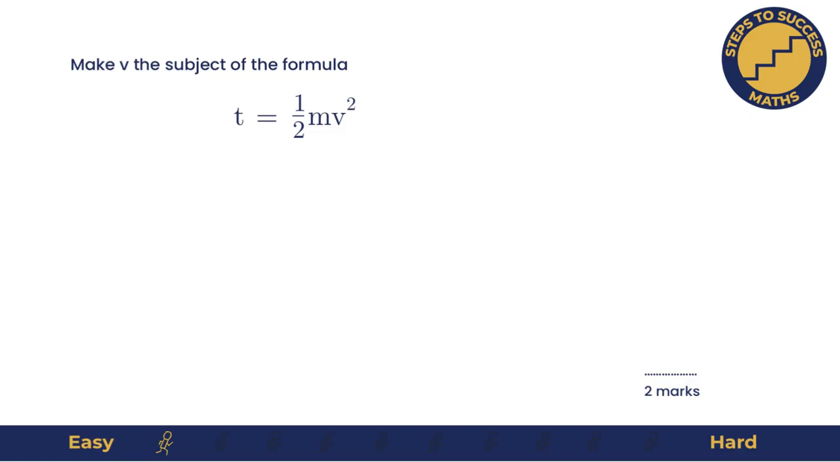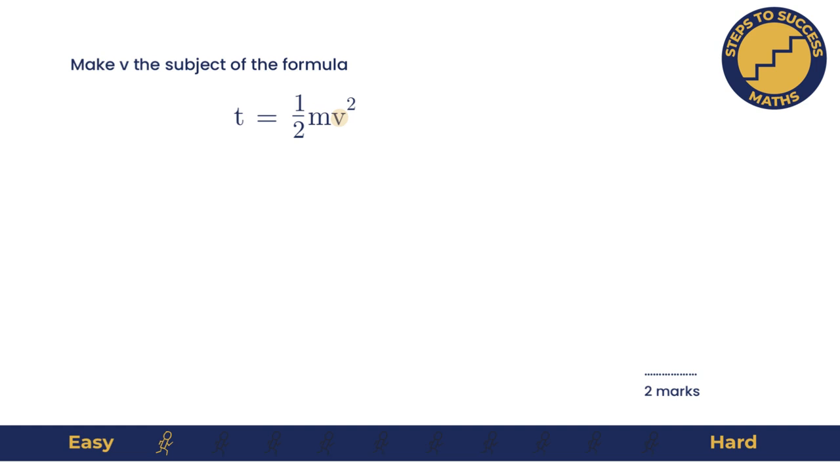Make V the subject of the formula. T equals a half mv squared. So your first thing to do is find where the subject is. So here it is, it's V, and at the moment it's being squared. So we need to get rid of the things that are with it. Let's do it step by step.